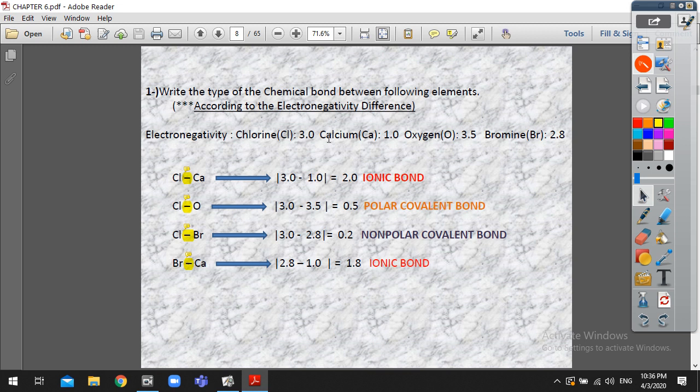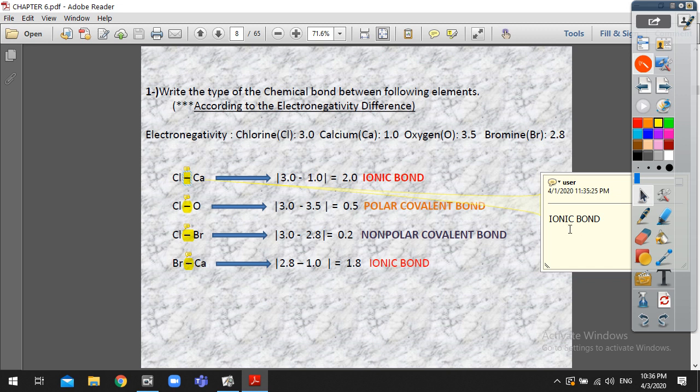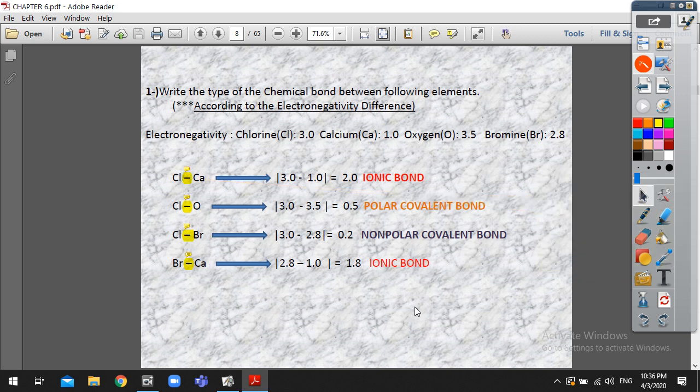Very easy. The rule says that you can check the electronegativity difference. What's chlorine? Chlorine is 3.0. And what's calcium? 1.0. What's the difference? 2.0. So 2.0 is bigger than 1.7. So we can say this bonding is ionic bonding because it's bigger than 1.7.